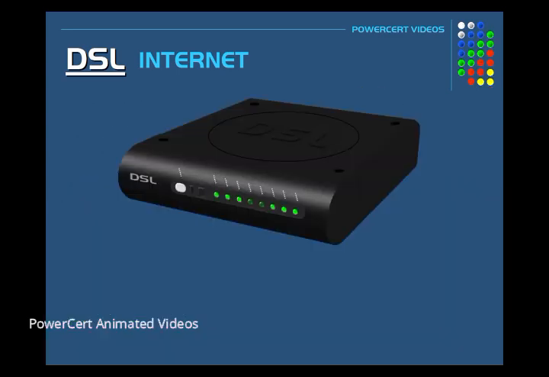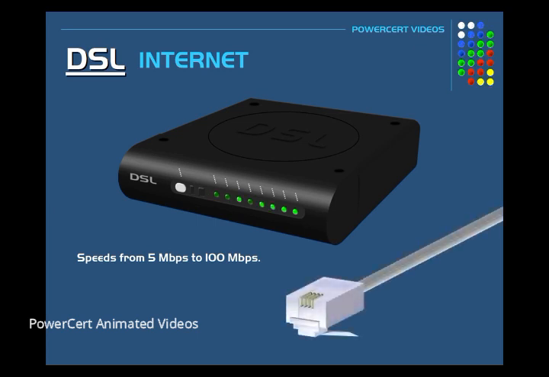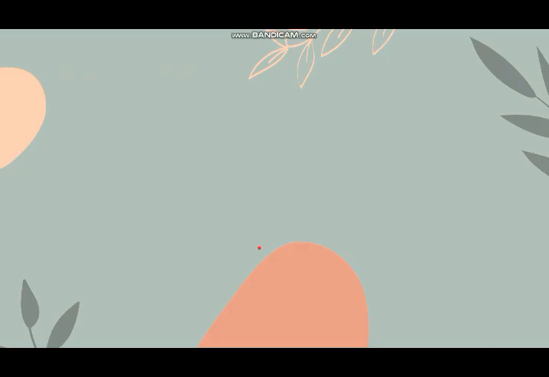And DSL is more widely available than cable because it uses common telephone lines, which are nearly everywhere. Now, the speed of DSL can vary depending on where you live. But on average, they offer download speeds anywhere from 5 megabits per second up to 100 megabits per second. And just like cable, when you order DSL through a provider, they will also send you a DSL modem Wi-Fi router combo. But instead of attaching a coaxial cable, you would plug a typical phone line with a phone jack to the back of a DSL modem.